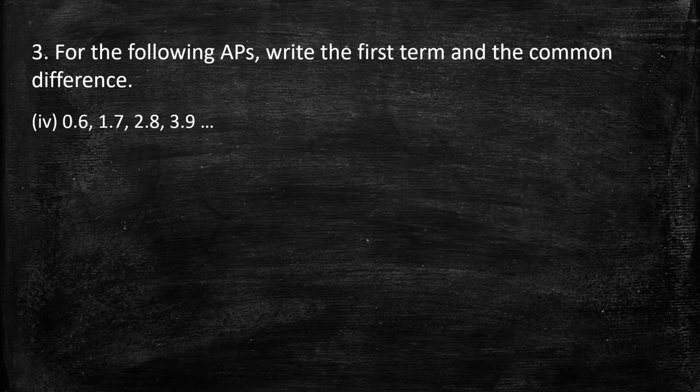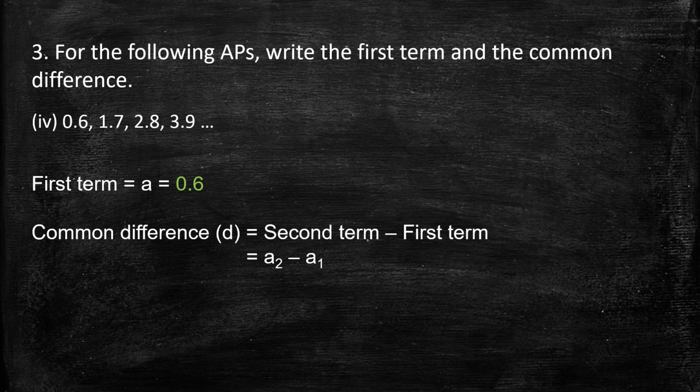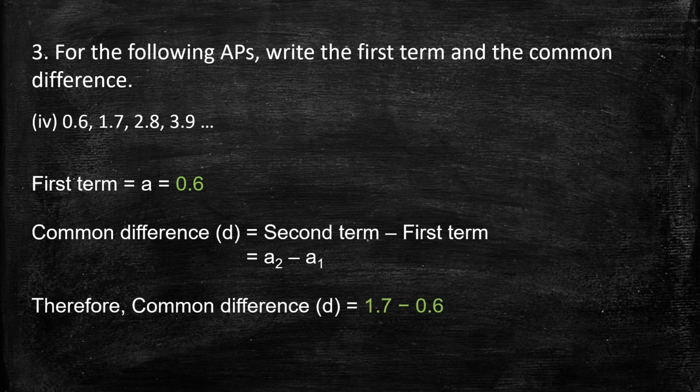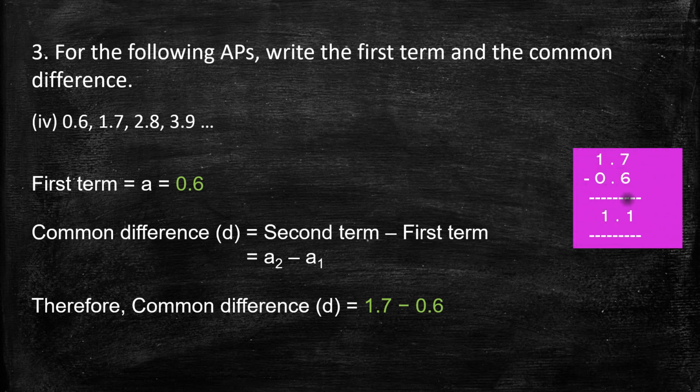Third main, fourth question. 0.6, 1.7, 2.8, 3.9, and so on. So what is the first term? First term A is 0.6. Common difference is second term minus the first term. Second term is 1.7 minus 0.6. So 1.7 minus 0.6 is 1.1. So the common difference is 1.1.